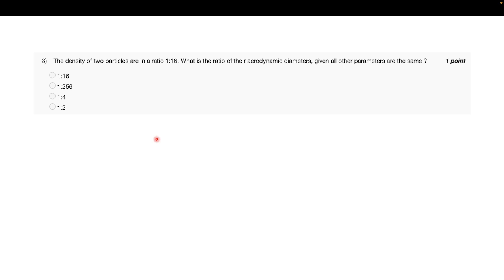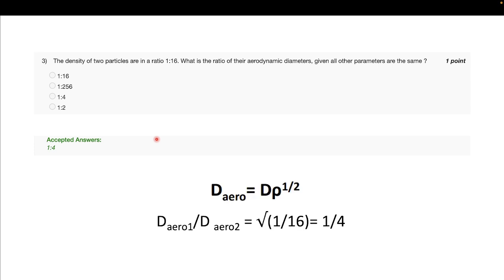No one? Okay. Yeah, you're correct. The correct answer is option 3, 1:4. So the conversion goes like this.